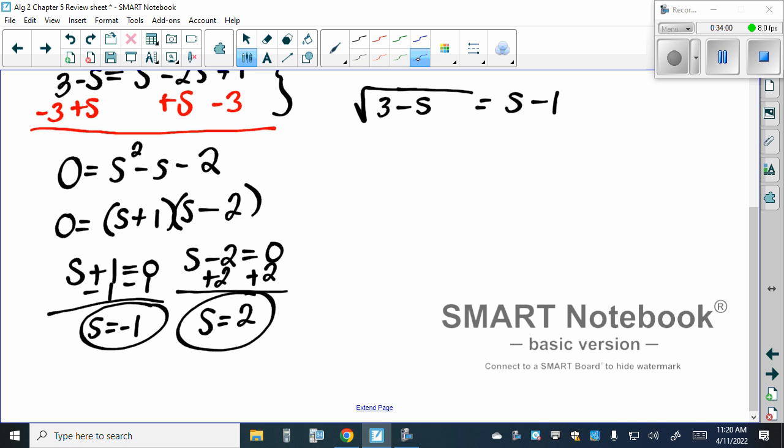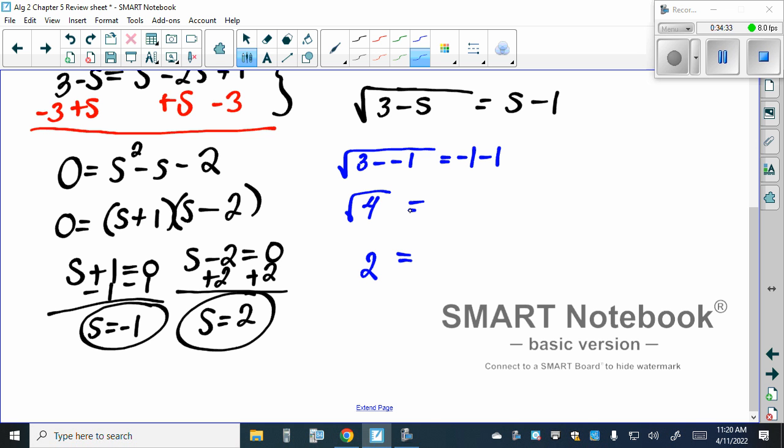Any other questions on how we got negative 1 and 2? Now again, we need to check this. So we can plug negative 1 in first. So 3 minus negative 1 is equal to negative 1 minus 1. Now again, we could type each side individually into the calculator as a whole. So we could type in the square root of 3 minus negative 1, hit enter, and it's going to tell us that it's 2. Because 3 minus negative 1 is 4, square root of 4 is 2.